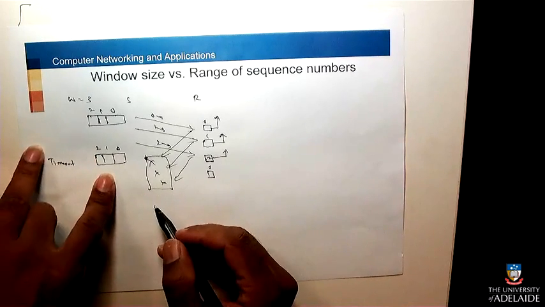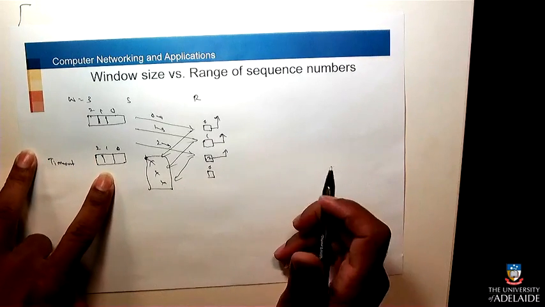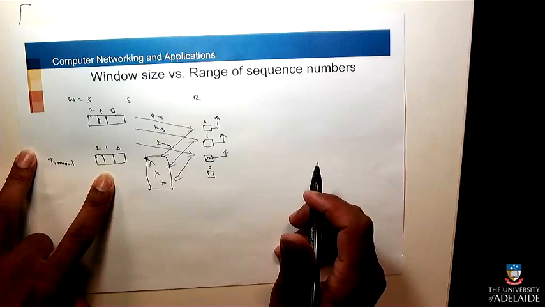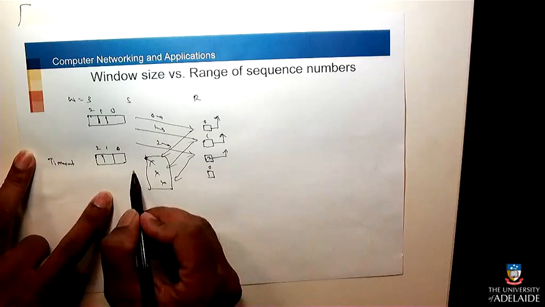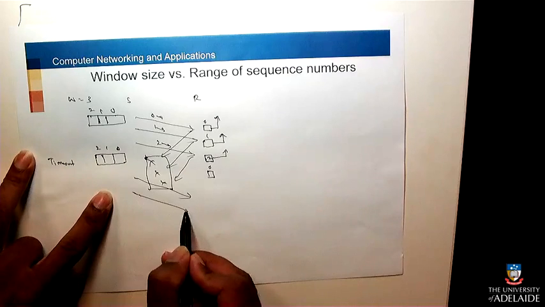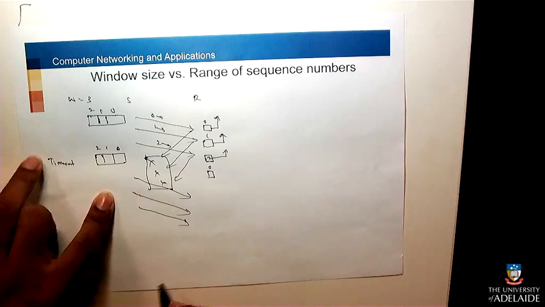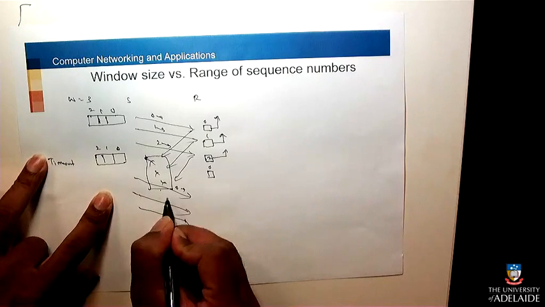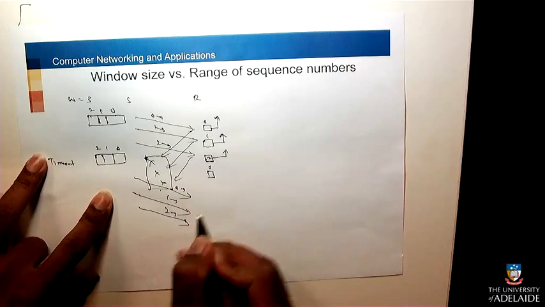And then what will the sender do? You should resend the entire window, right? So we'll resend these packets 1, 2, 3 again. So that's a 0, 1, and 2.